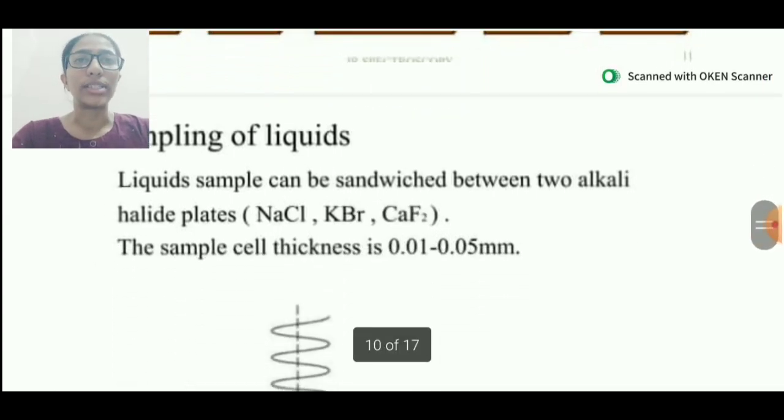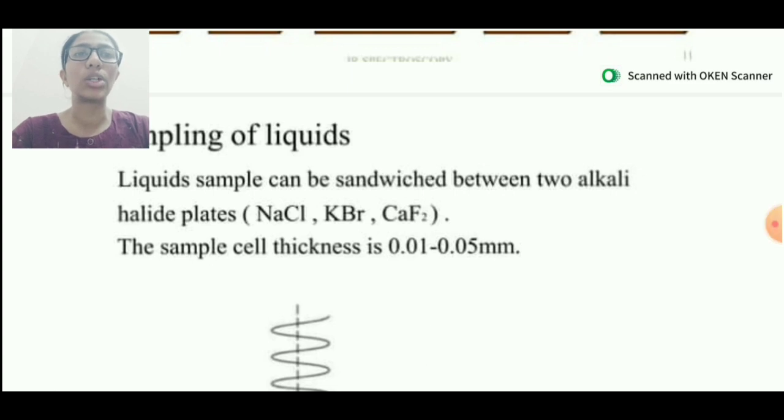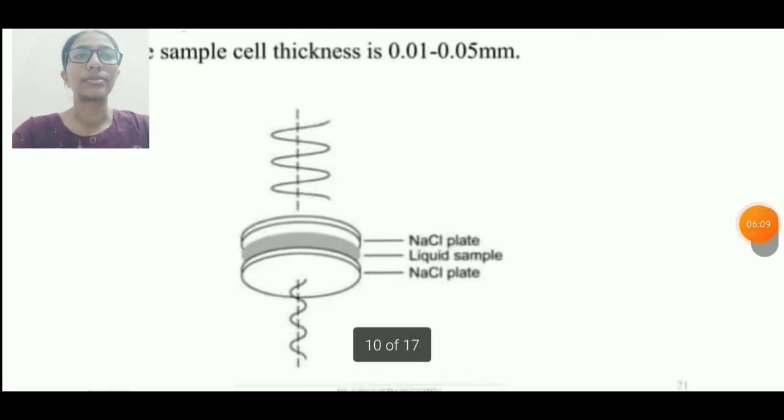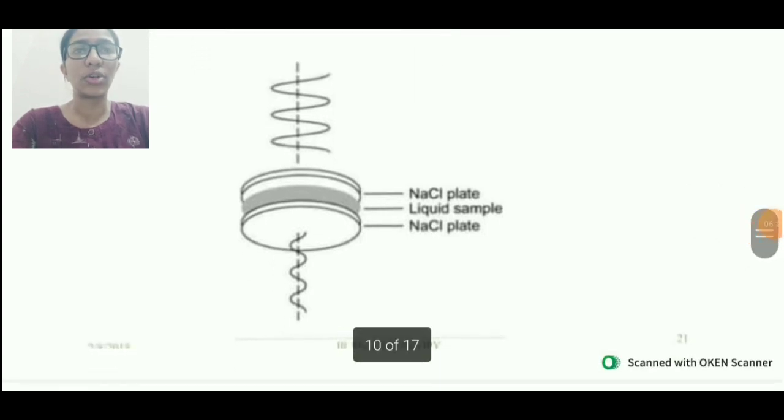Sampling of liquids. A liquid sample can be sandwiched between two alkali halide plates, which can be of NaCl, KBr, or CaF2. The sample cell thickness is 0.01 to 0.05 millimeter. And the following is the diagram.